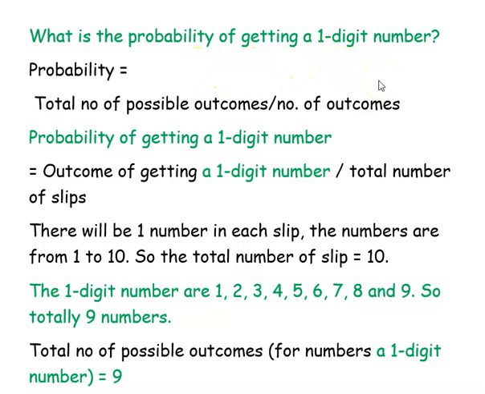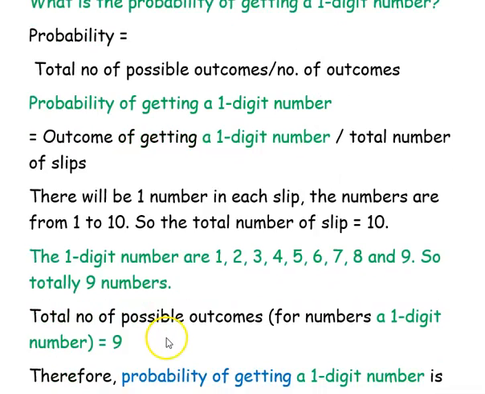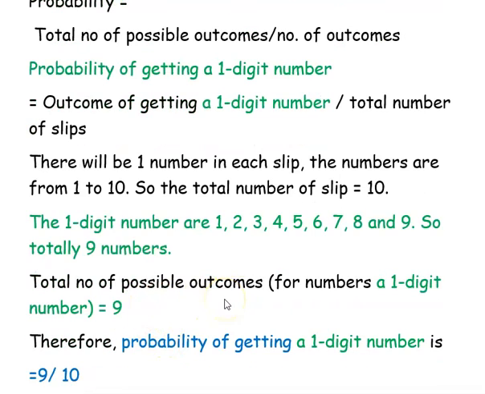Next question is, what is the probability of getting a 1-digit number? So now you want to calculate all the 1-digit numbers in that slip. So totally we have 10 slips, with the numbers from 1 to 10 written. The 1-digit numbers are 1, 2, 3, 4, 5, 6, 7, 8 and 9. So totally we have 9 numbers. So the total number of possible outcomes for a 1-digit number is 9. And the total number of slips is 10.